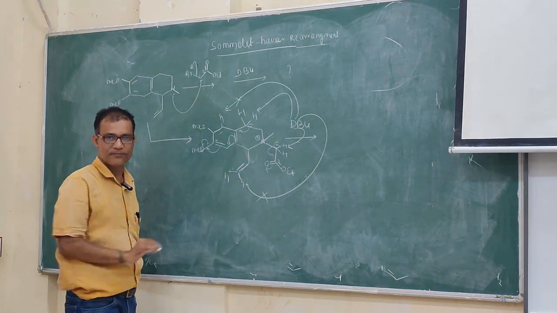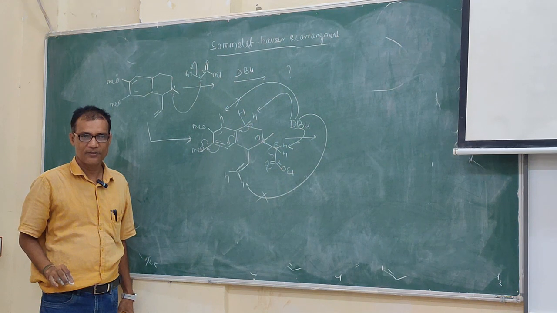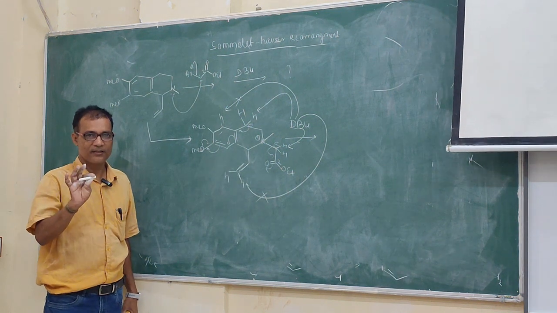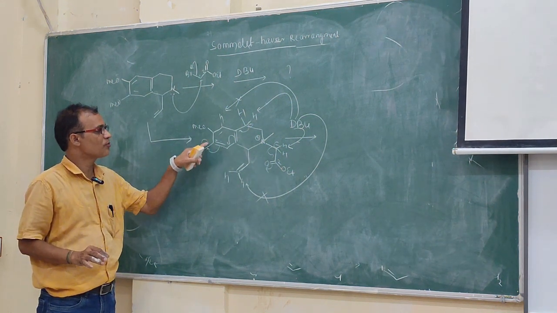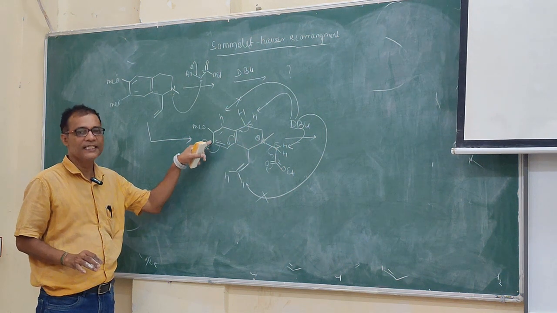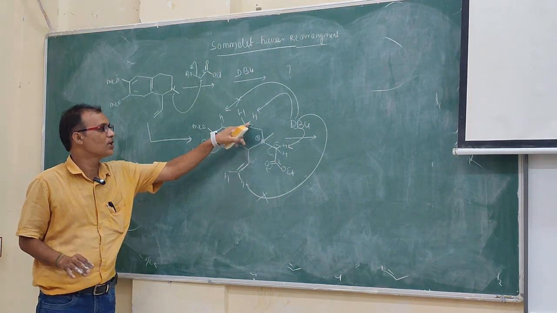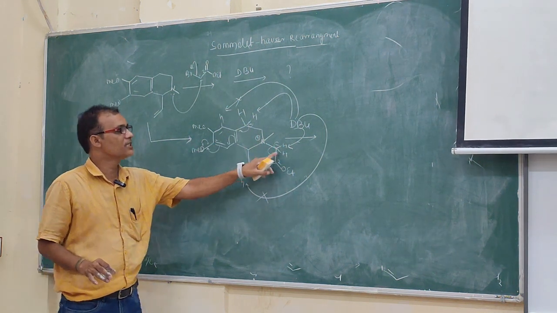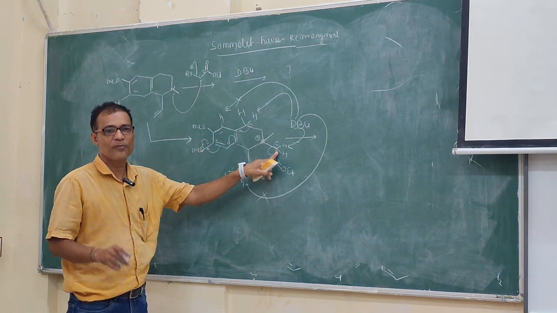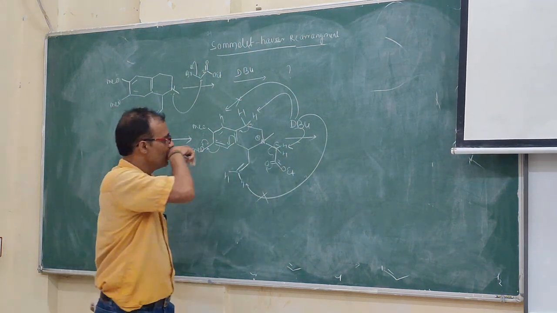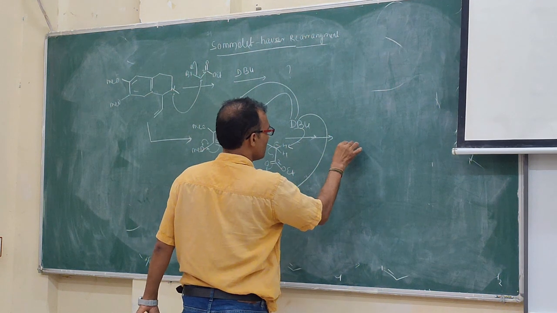You got it? Am I correct? Because the presence of 2-methoxy increases electron density in the benzene ring, so it cannot be stabilized. So only this is the position where the proton can be taken easily. Okay, so now I come to here.